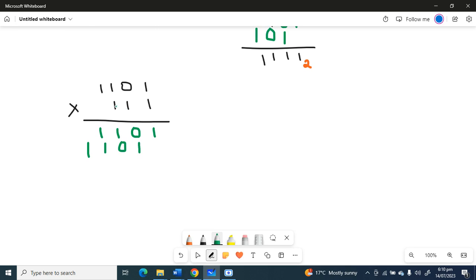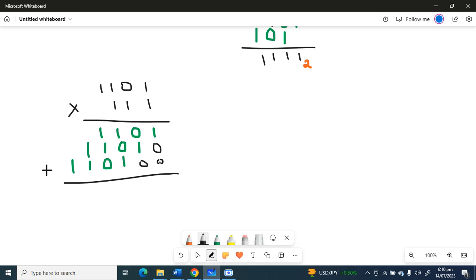Right, then again we have 1 times 1, that is 1. 1 times 0, that is 0. 1 times 1, we have a 1 here. Then 1 times 1, that's another 1 here. So we're going to add. All right, so here we're just going to put a 0, 0, and a 0.